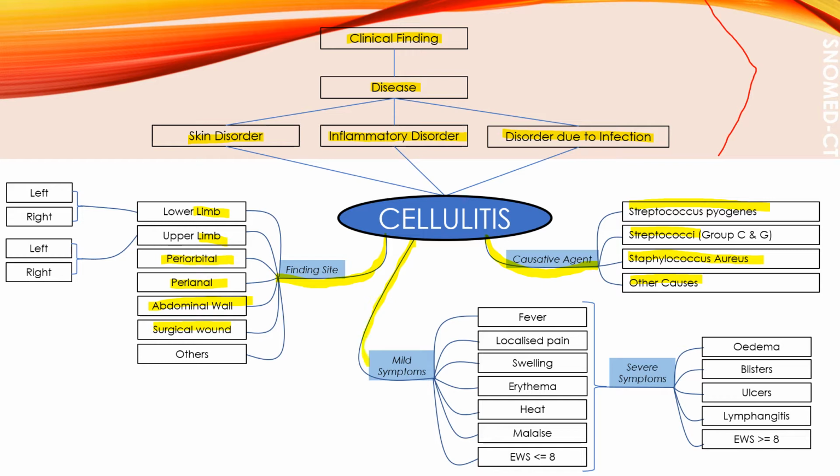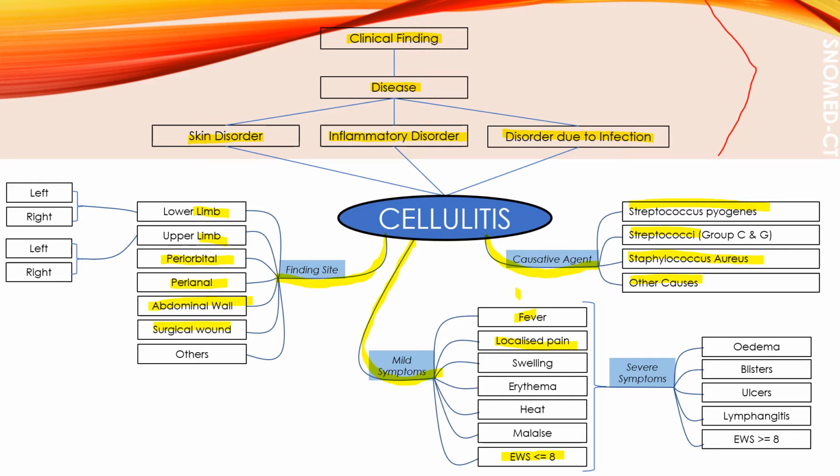And here in the middle part are the mild symptoms of cellulitis. We consider them mild because it's usually localized and only in the area where it's affected. Fever, localized pain, swelling, erythema, heat, body malaise or feeling weak, and having an EWS of less than 8. For non-clinical people, EWS is an early warning score wherein we calculate the respiratory rate, heart rate, blood pressure, oxygen saturations, and the temperature.